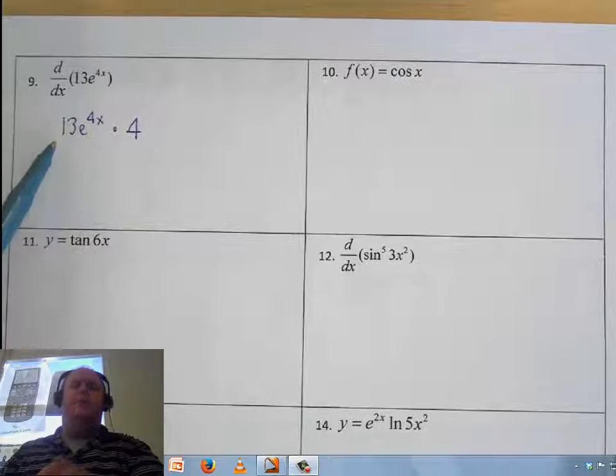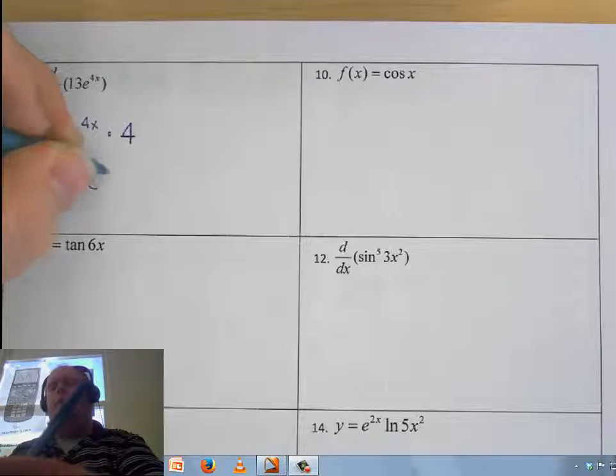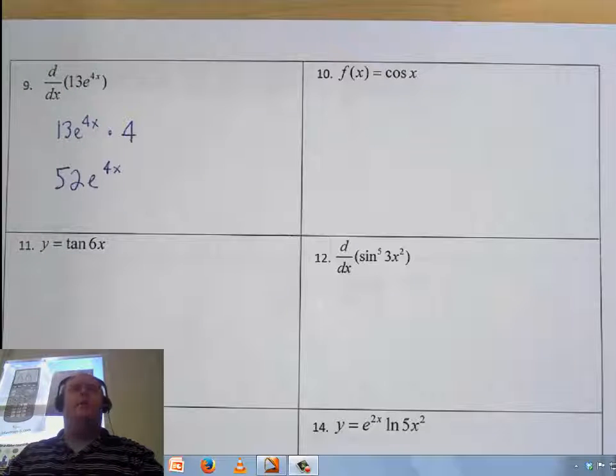And then 4 and 13 could get multiplied together. So 4 times 10 is 40. 4 times 3 is 12. 40 plus 12 is 52. So 52e to the 4x. And there's our derivative.